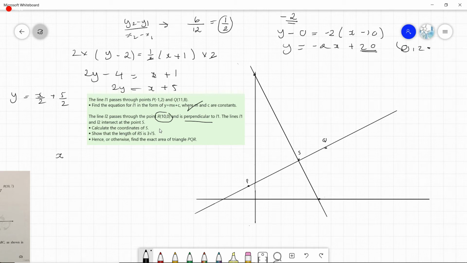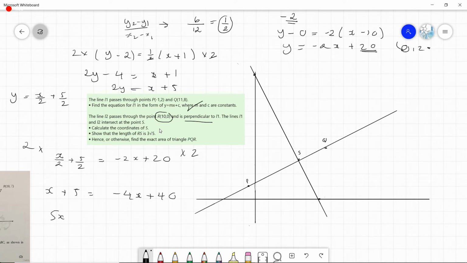Because we have y and y, we can equate these straight away. So x over 2 plus 5 over 2 is equal to minus 2x plus 20. I'm solving a simultaneous equation. I don't like working with halves, so I'm going to times the entire thing by 2 and times the entire thing by 2 here. That will give me x plus 5 is equal to minus 4x plus 40.